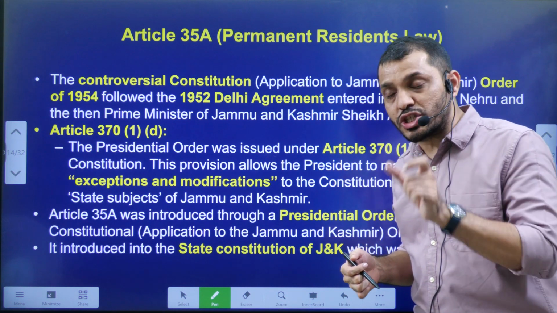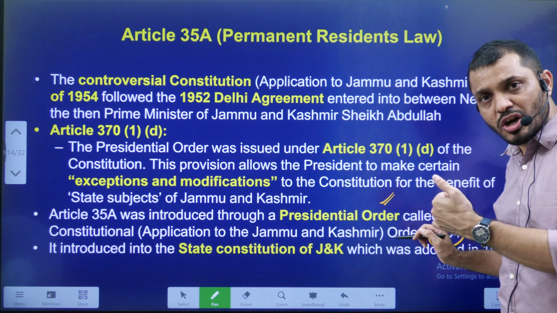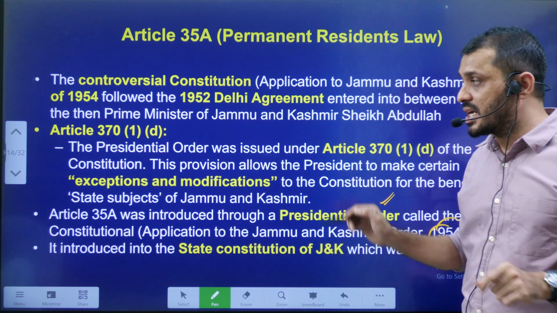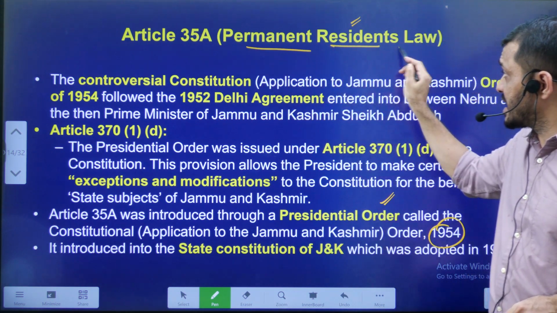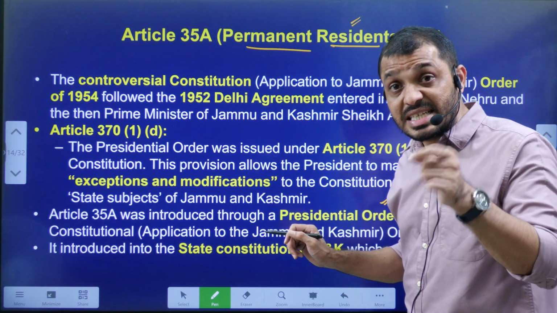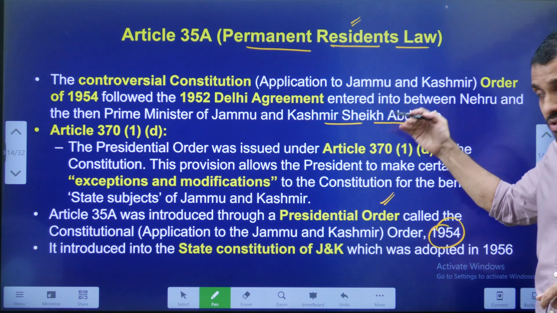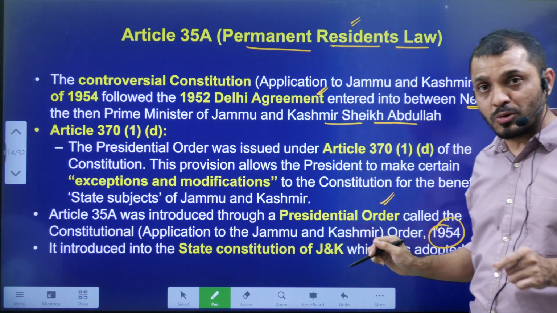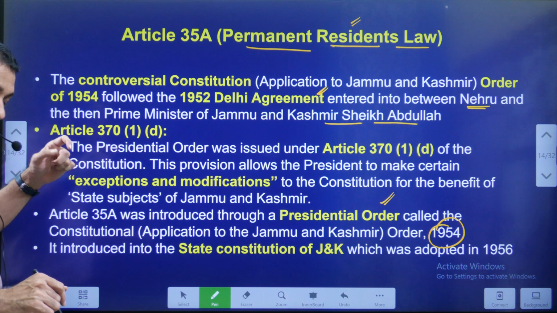So when the President issued the presidential order in 1954, according to this presidential order, Jammu Kashmir got a special constitution. And in the Jammu Kashmir constitution, they added one special article, that is Article 35A. Article 35A is popularly known as the Permanent Resident Law. What are the main provisions of Article 35A? I will explain now. But Article 35A is a result of an agreement between the then Jammu Kashmir Prime Minister Sheikh Abdullah and the then Indian Prime Minister Jawaharlal Nehru. They had an agreement in 1952, popularly known as the Delhi Agreement. According to that agreement, they added this Article 35A in the Jammu Kashmir Constitution.